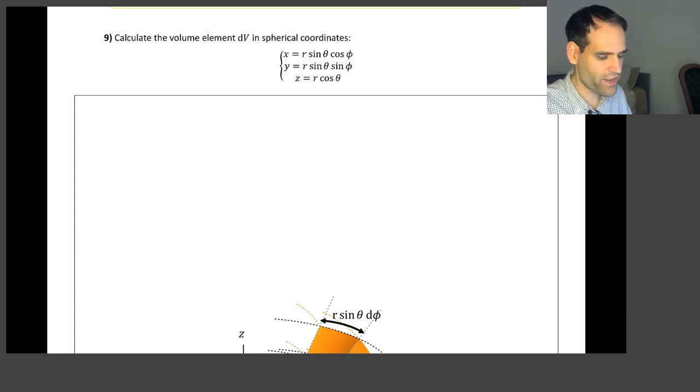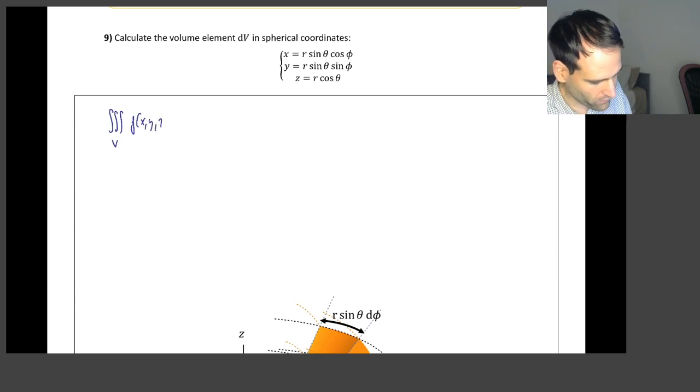Let's find the differential of volume for spherical coordinates, okay? So imagine I wanted to do an integral using spherical coordinates, a triple integral. I would need to integrate over some volume some function of x, y, z times dV. So if I want to do this in spherical coordinates, I need to find an expression for dV.